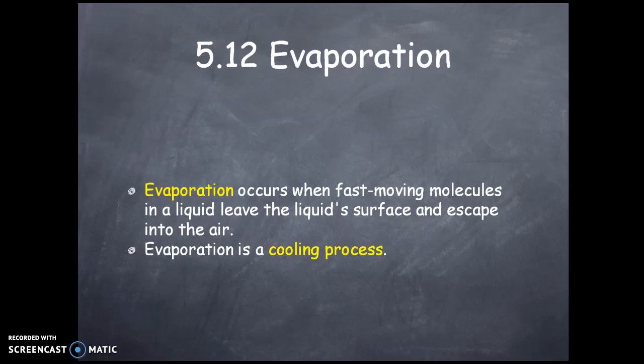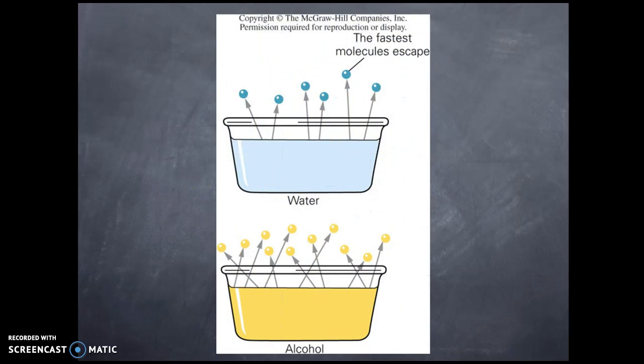Evaporation occurs when fast-moving molecules in a liquid leave the liquid surface and escape into air. Evaporation is a cooling process. Evaporation always happens from the surface, and the molecules escape from the surface of the liquid. As you can see in this picture right here, you have a container with water and a container with alcohol. When evaporation happens, it happens from the surface, and you can see right here the molecules in the water are escaping, but at a slower rate compared to alcohol.